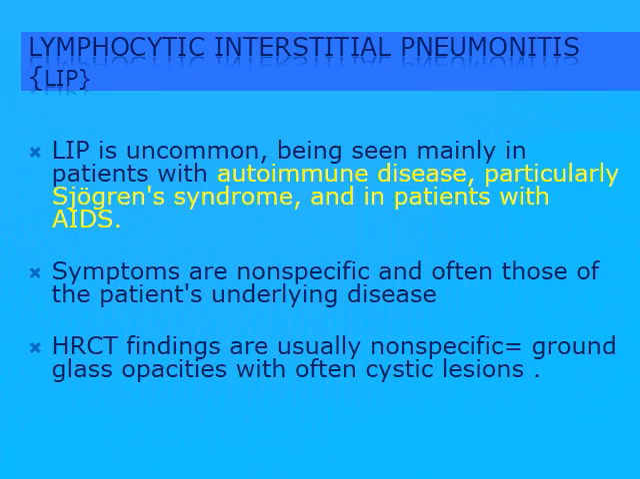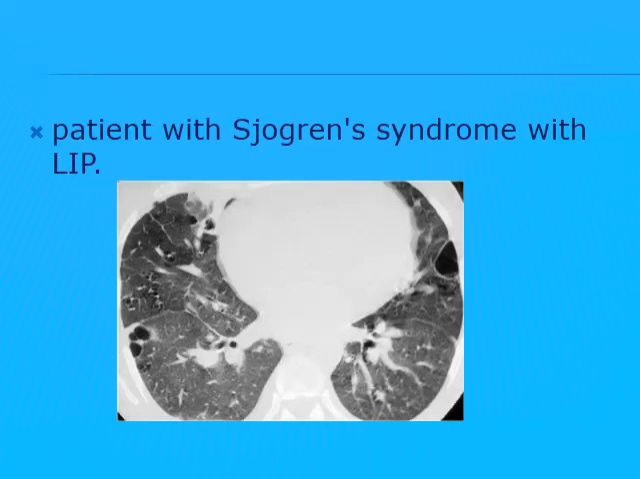Disease now, lymphocytic interstitial pneumonitis, LIP. LIP is uncommon. This is one of the rare ones. It is seen in two categories of patients: autoimmune disease such as Sjogren syndrome and patients with AIDS. Symptoms are non-specific. The high resolution findings are also non-specific: ground glass opacities, and often lung cysts. What we can see: patches of ground glass, nodules, air cystic changes, no honeycombing, no other signs of fibrosis. If the patient has Sjogren syndrome, this is LIP.